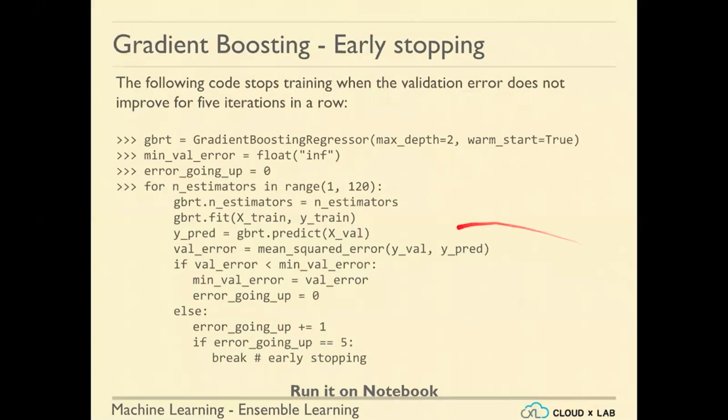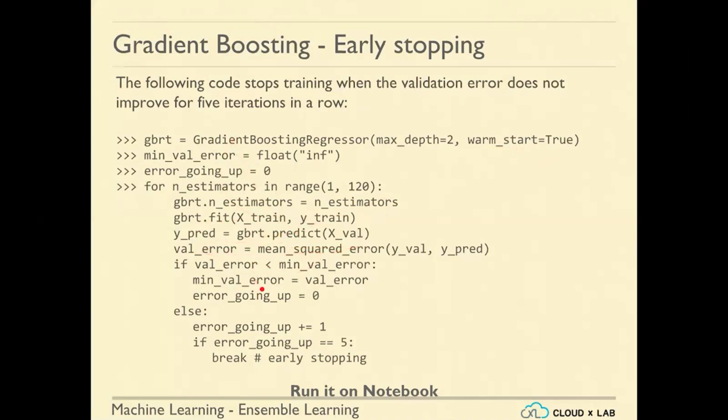So we are saying GradientBoostingRegressor, and then we are saying warm_start equals True. What we are doing here is we have the same number of estimators as 120. Here we are saying that gbrt.n_estimators equals this many estimators, and we are saying gbrt.fit. Since we have said warm_start equals True, every time we fit, it's going to progressively add those many estimators. Then we can say gbrt.predict and so on.